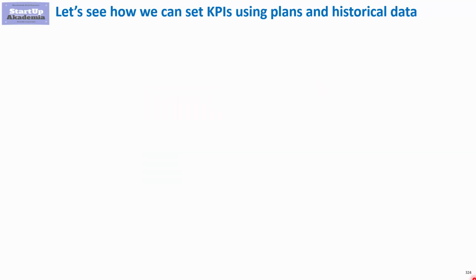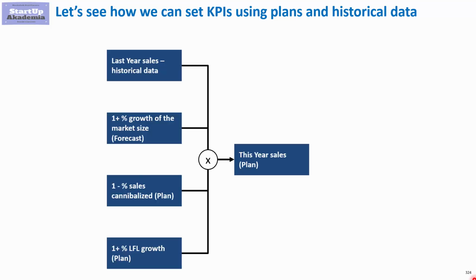Now let's have a look at another example for a retailer. So imagine that you want to estimate this year's sales. So you would use for that the last year's sales, which is historical data, some assumed growth of the market, which is forecast or plan, then assumed cannibalization, and also some like-for-like growth, which will be a plan. And on the basis of that, you'd get the number we have to achieve this year.